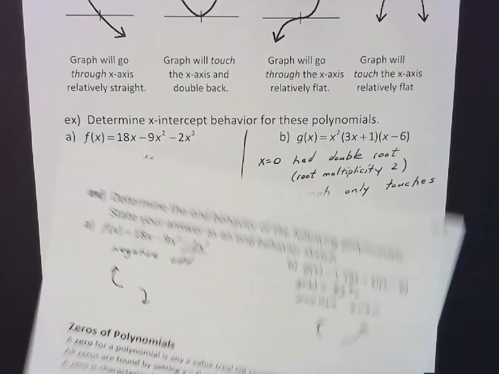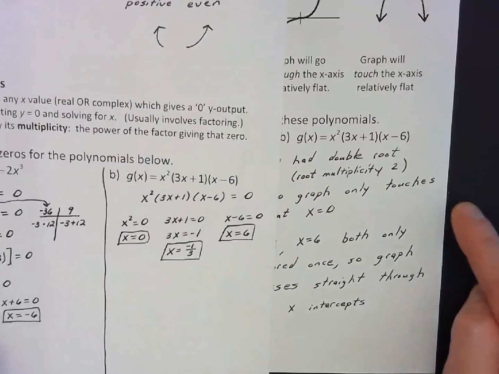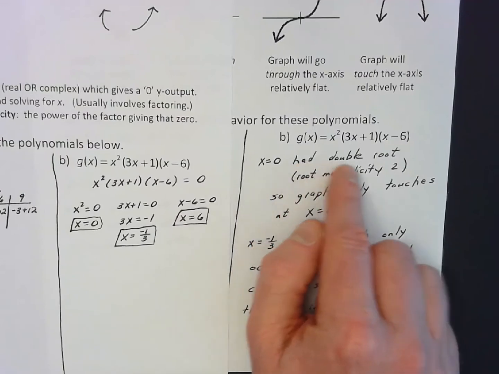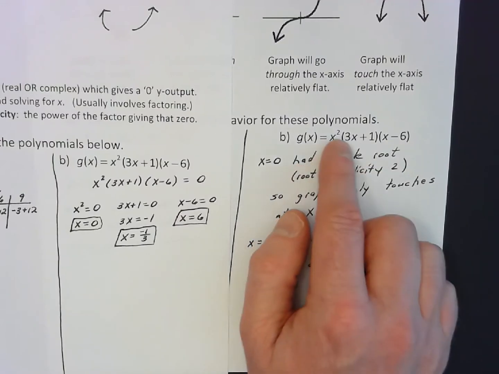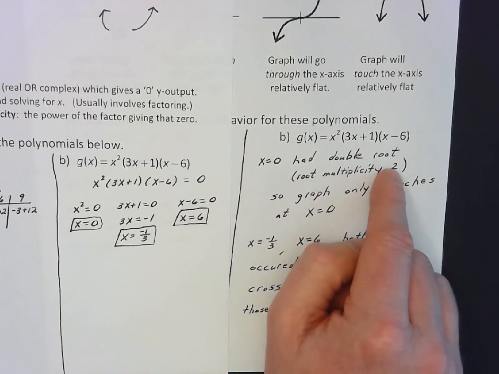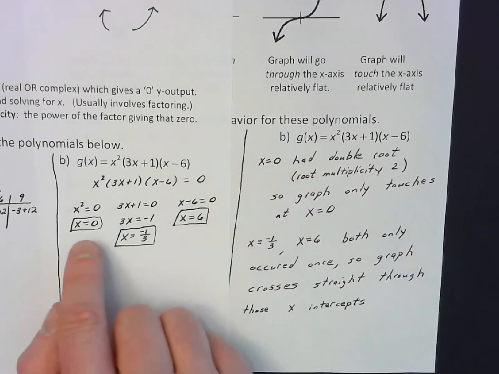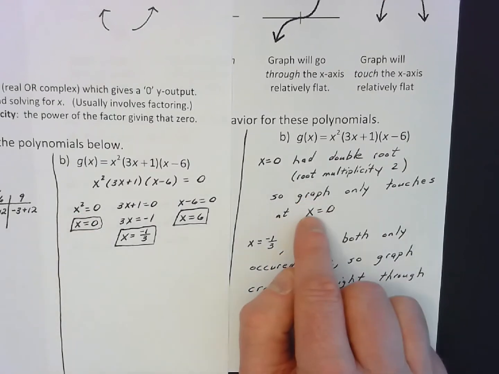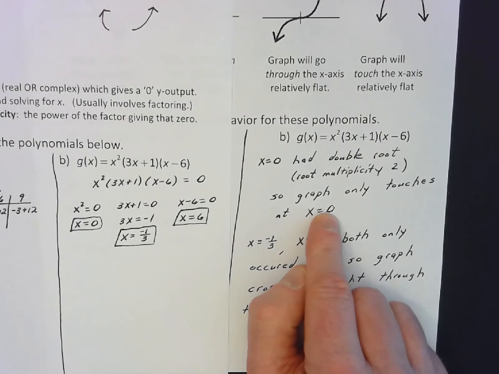Now, for the other one, g of x equals 0, as we call it, had a double root because it came from the factor of x squared. So root multiplicity 2 is often the way this is referred to. And anytime a solution or a zero comes from a root of even multiplicity, it's just going to touch at that x-intercept and go back in the direction it came from. So I would say the graph is only going to touch at x equals 0. It will not cross there.